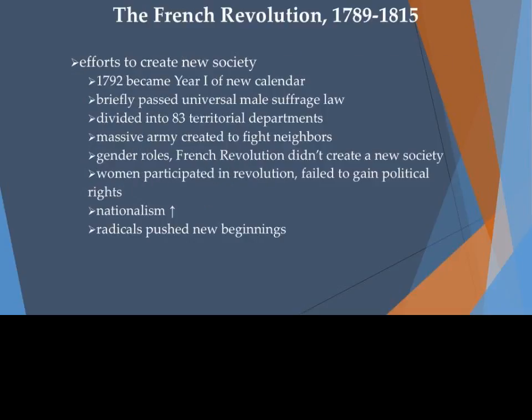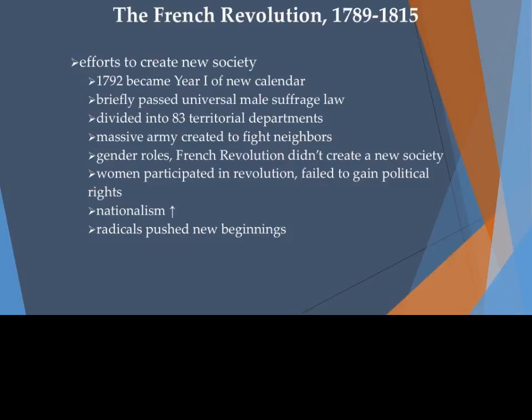Thus come the efforts to create this wholly new society. 1792 became year one of a new calendar. The country briefly passed a law for universal male suffrage. France was divided into 83 territorial departments. A massive army, about 800,000 men, was created to fight threatening neighbors.